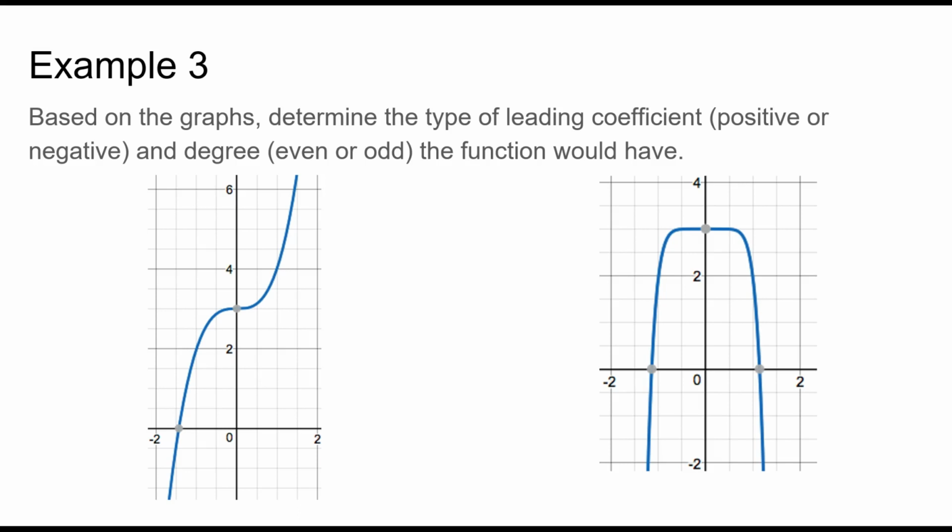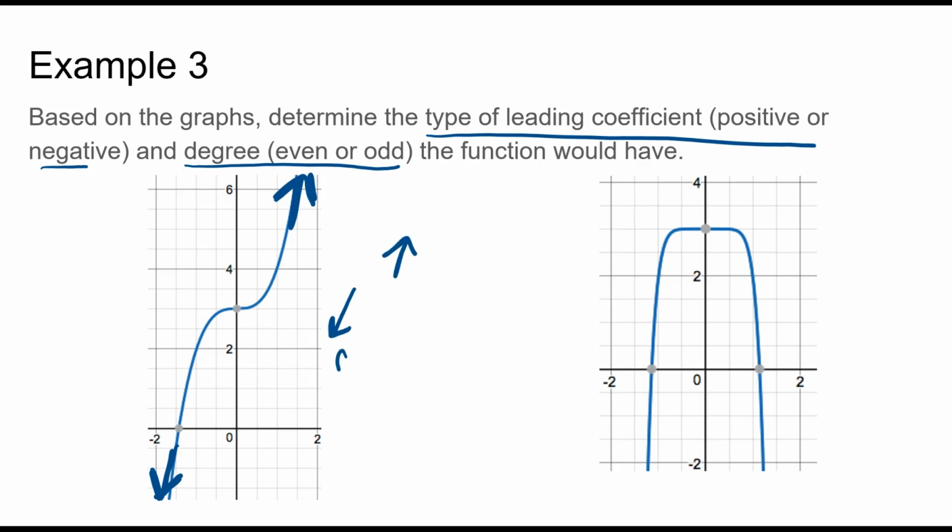Based on the graphs, determine the type of leading coefficient, positive or negative, and the degree the function would have. So first find the ends of this graph. So the ends of this graph, it's going down this way and up this way. So the ends of the graph look like this. Well, it's definitely an odd degree because they're going in opposite directions. And because it's pointing up, we've got that leading coefficient is positive.